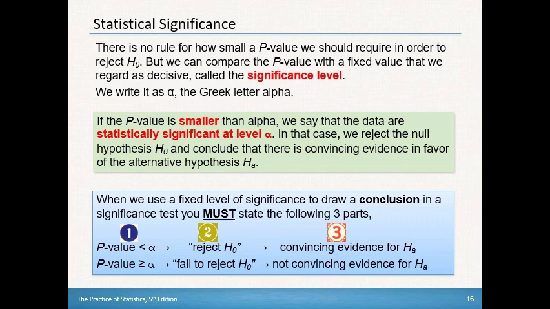Now, technically, if it's equal to alpha, we would fail to reject. So it has to be smaller than alpha for us to reject it. If it is equal to alpha, then we will fail to reject.